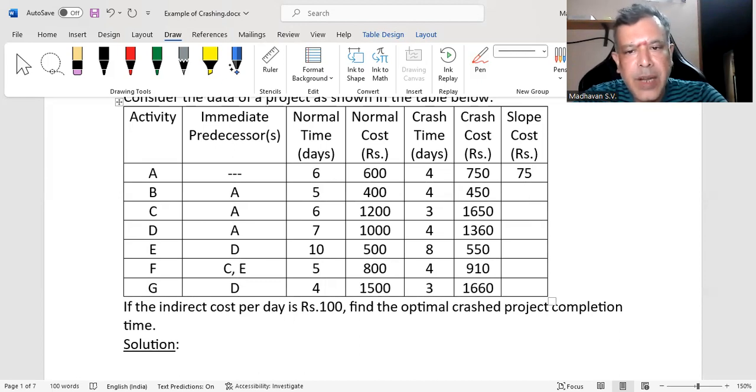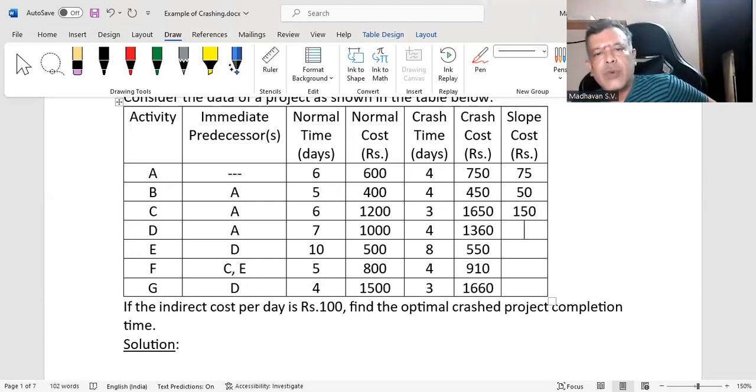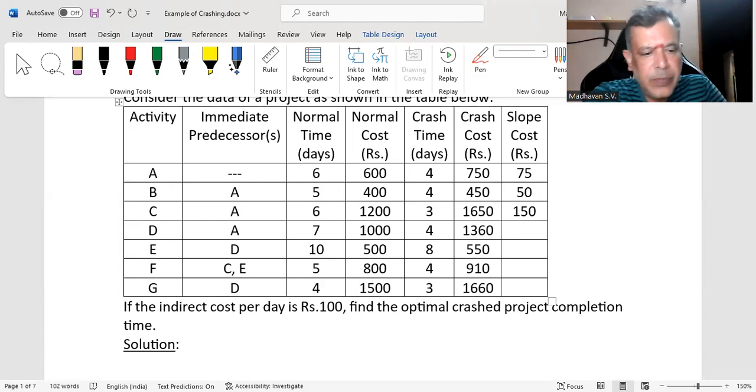Next one, 450 minus 400, which is 50, divided by 5 minus 4, which is 1. So 50 divided by 1 is 50 only. Next one, 1650 minus 1200, which is 450, divided by 6 minus 3, which is 3. So 450 divided by 3 is 150. Next, 1360 minus 1000, which is 360, divided by 7 minus 4, which is 3. So 360 divided by 3 is 120. So 120 is our slope cost for that.